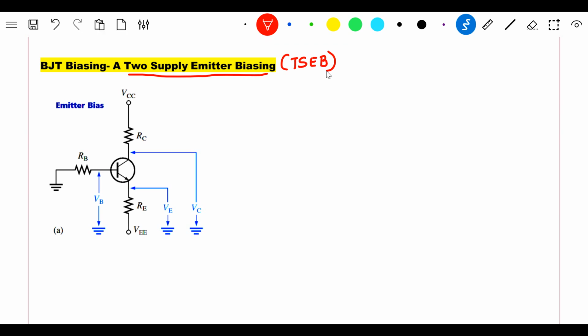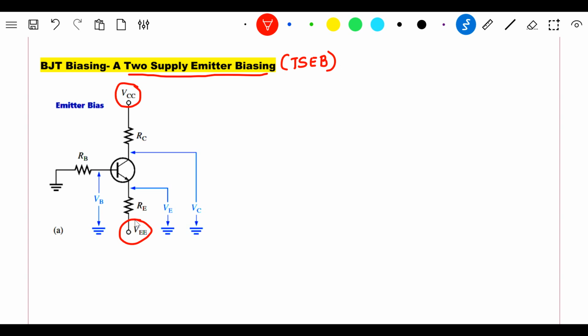Now, why is it called two supply? Why is the name two supply given? If you see the circuit, one supply is given to the collector terminal, which is VCC. In the previous biasing circuits, we saw that the emitter was connected to ground through a resistor, RE. In this biasing, the emitter resistance is not connected directly to ground. It is given to another supply, which is VEE.